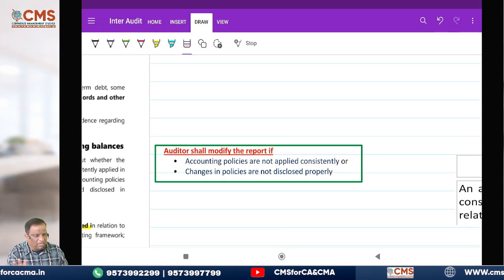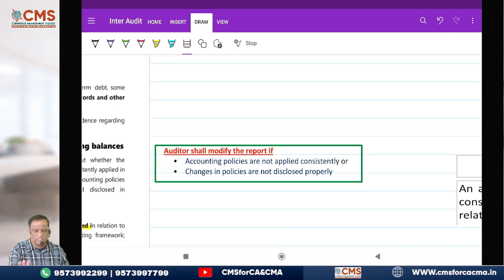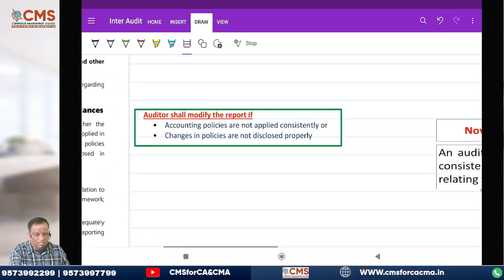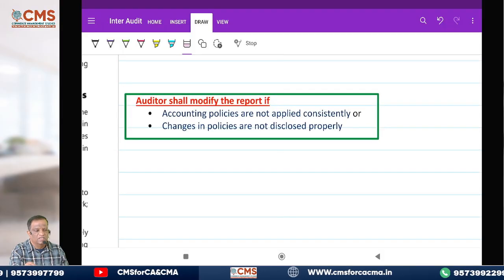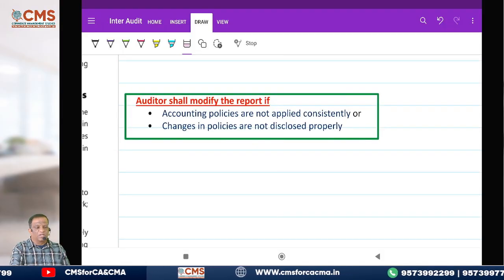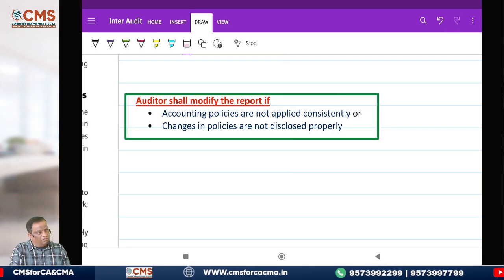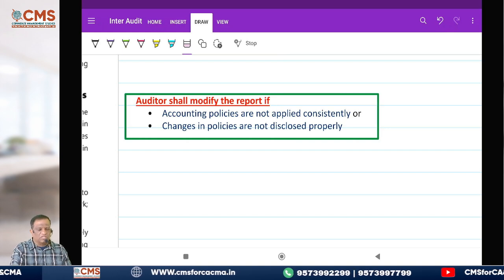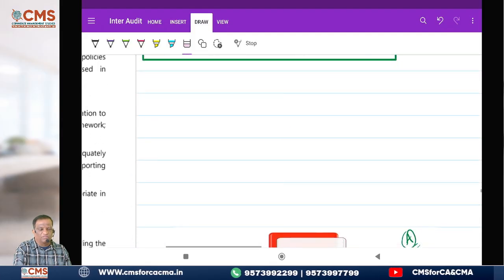For most of you, the only questions he is asking are basically 2 points. One is, what do you mean by this initial engagement? And the second point is opening balances. Those 3 steps you have to write, correctly brought forward and all that. And the last one, which of late he is asking more than the conclusion: what do I do when I have to modify my report? As an auditor, I shall modify my report if accounting policies are not applied consistently, or there are changes but the changes are not disclosed properly. In these 2 cases, I have no choice but to modify my report.